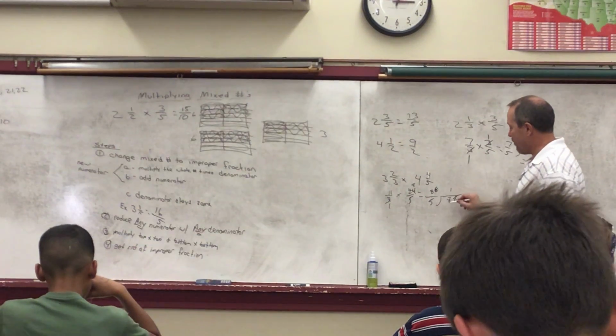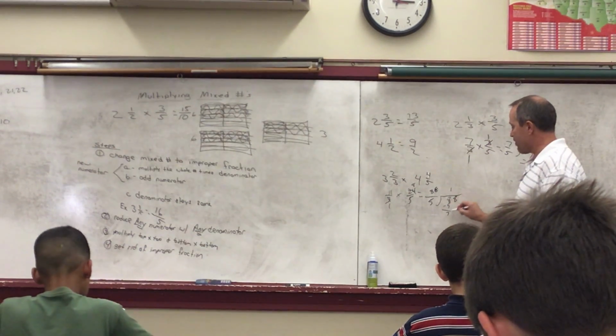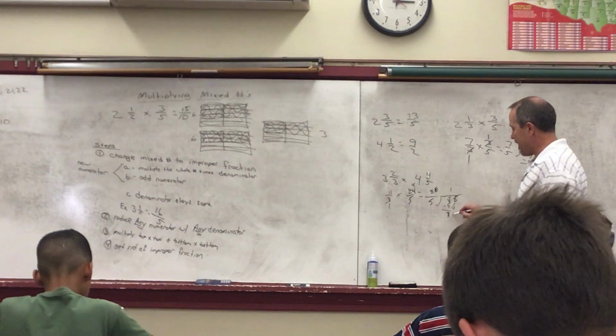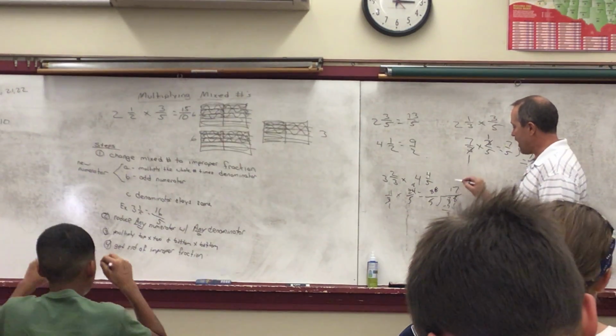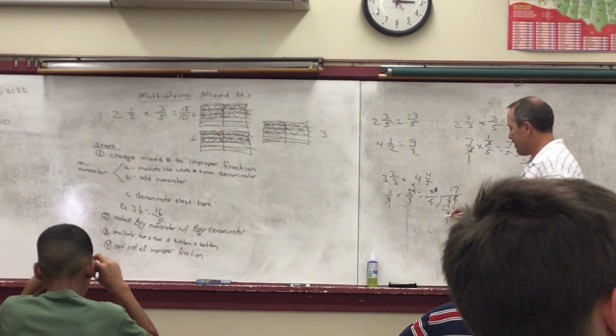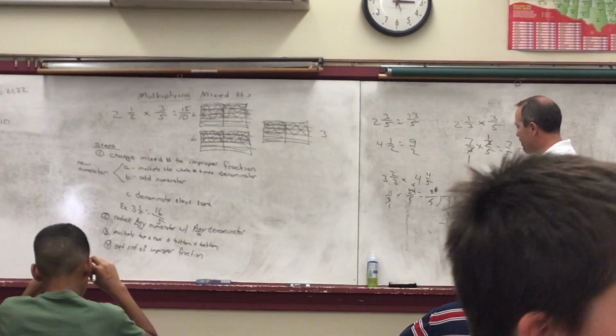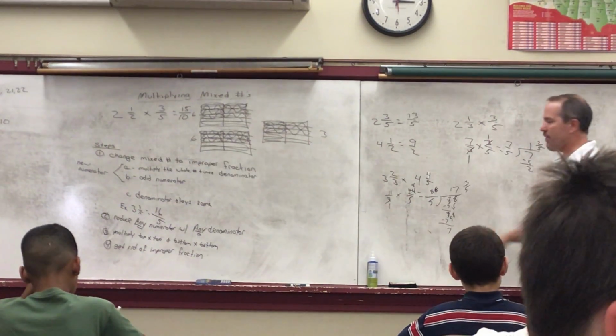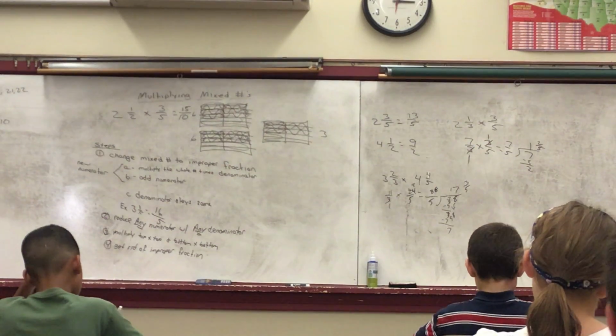5 goes into 8 one time. 1 times 5 is 5. Subtract, you get 3. Bring down the 8. 5 goes into 38 7 times. 7 times 5 is 35. Subtract, you get 3. That 3 is your numerator. Denominator is 5. And you end up with 17 3/5.